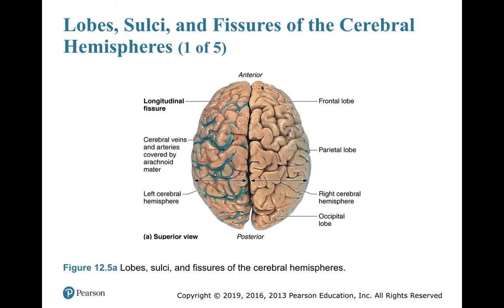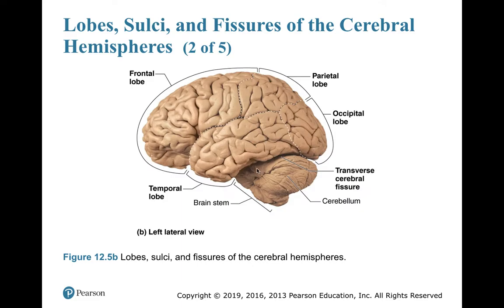So here's our longitudinal fissure. We have one lobe, then another lobe. This one still has the arteries and veins in place. This one they've been removed. The transverse cerebral fissure separates the cerebrum, what we're talking about now, from the cerebellum, which we'll get to later. That's involved in movement, planning movements.